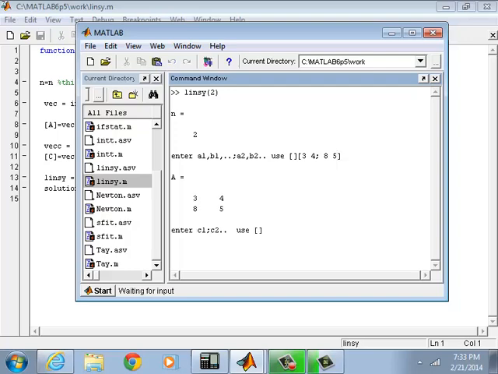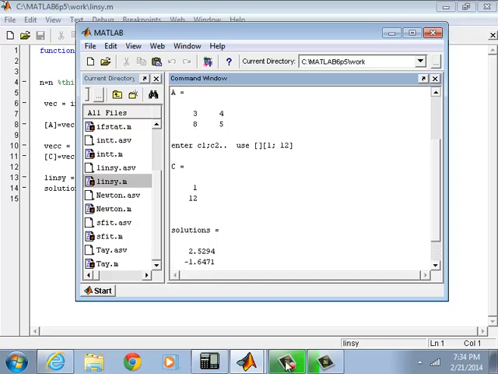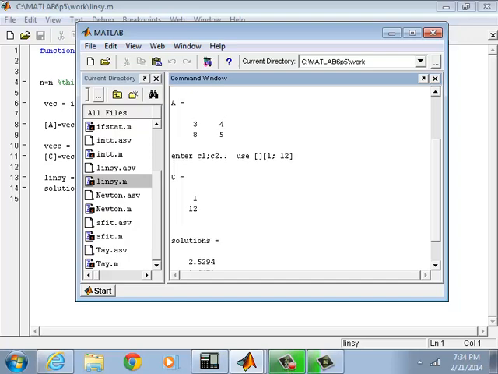Now put the free terms. Free terms, it's a vector, it's a column vector. Let's say it's 1 semicolon 12. I just made it up, but you could verify. These are the values of x and y. If you put this equation, it means 3x plus 4y equals 1. The second equation means 8x plus 5y equals 12. You could write it and verify and see if these numbers are the right answer.